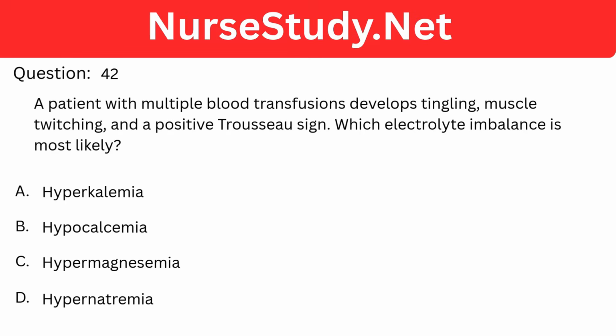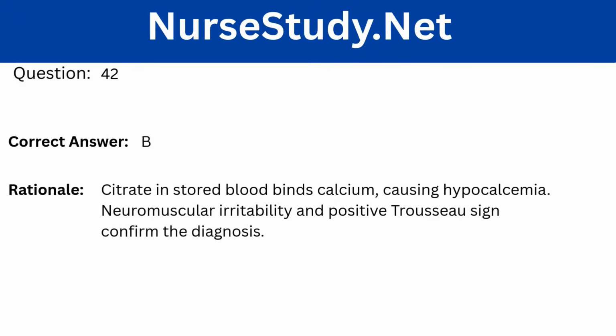Question 42. A patient with multiple blood transfusions develops tingling, muscle twitching, and a positive Trousseau sign. Which electrolyte imbalance is most likely? A. Hyperkalemia, B. Hypocalcemia, C. Hypermagnesemia, D. Hypernatremia. Correct answer: B. Rationale: Citrate in stored blood binds calcium, causing hypocalcemia. Neuromuscular irritability and positive Trousseau sign confirm the diagnosis.